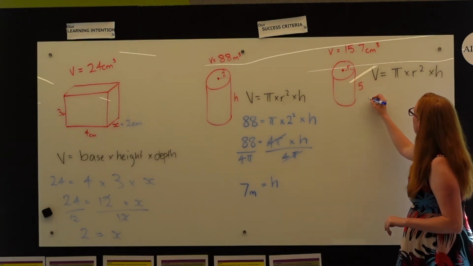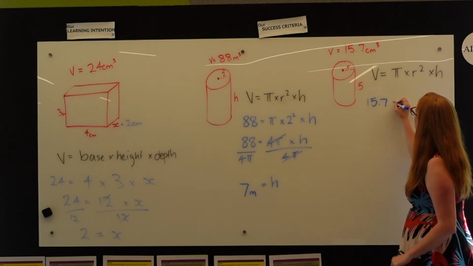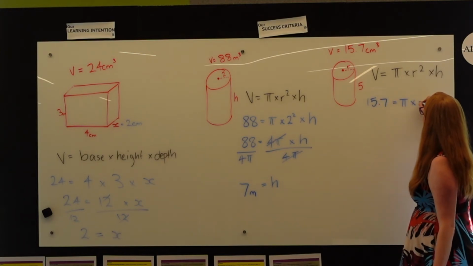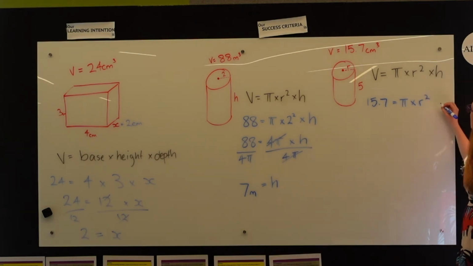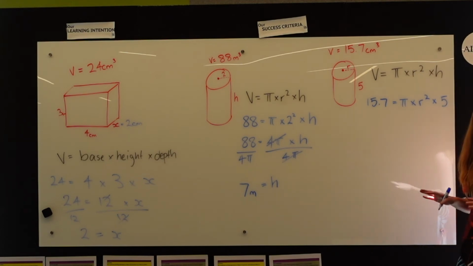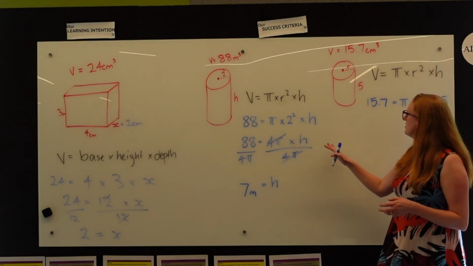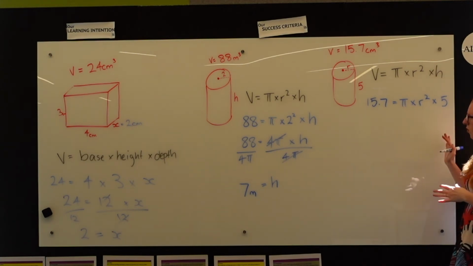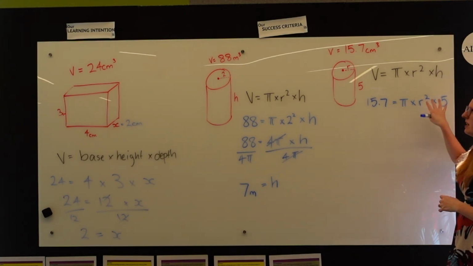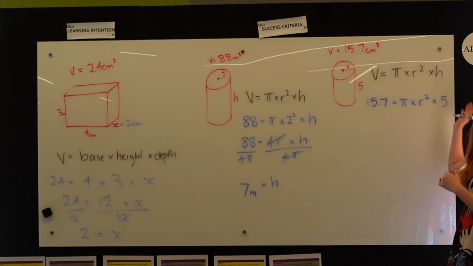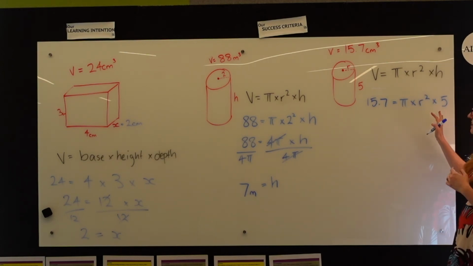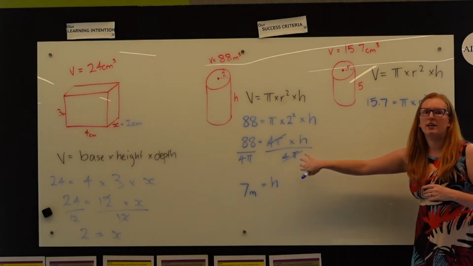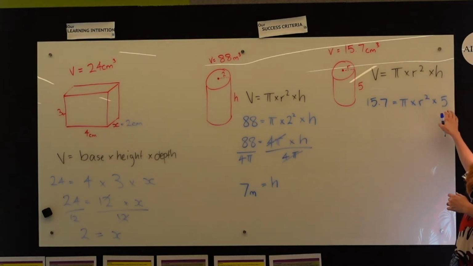So my volume is 15.7 pi times, I don't know what my radius is, so I leave it as r, but I do have a h, so I've got 5. Okay, so similarly to before, if I want to, I can put in my calculator 5 times pi and I'll get a decimal. Or I can rearrange this, because it actually doesn't matter what order these are written in. I can rearrange this so that it's neater down here, like here. I would combine these to be 5 pi.